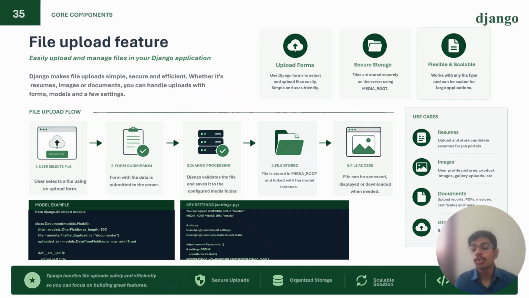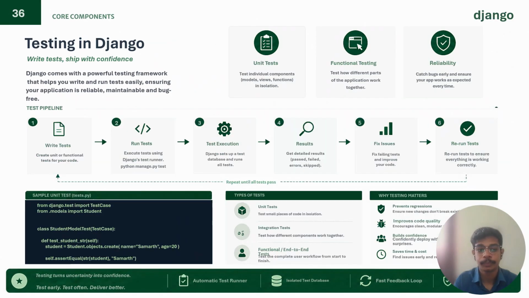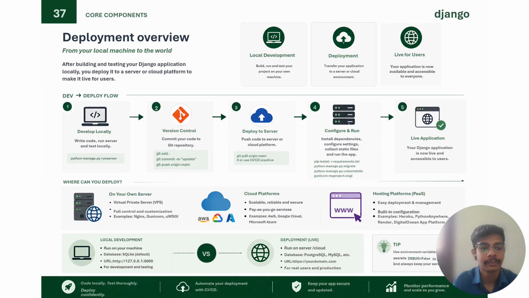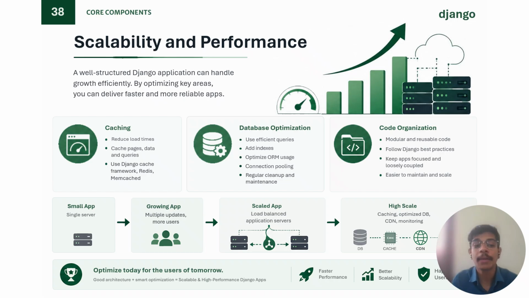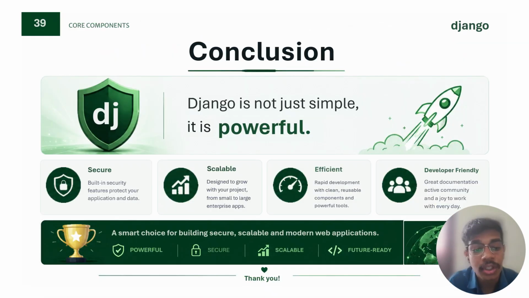At this stage, we have learned almost all important components of Django. Now let's move towards real-world deployment. Development flows from your local machine to the world. After building, testing and developing a Django application locally, you can deploy it to servers or cloud providers, making it live to the users. Now moving to scalability and performance. A well-structured Django application can handle growth efficiently by optimizing key areas, and you can deliver faster and more reliable projects. So moving towards the conclusion, Django is a secure, scalable, efficient, and developer-friendly framework.